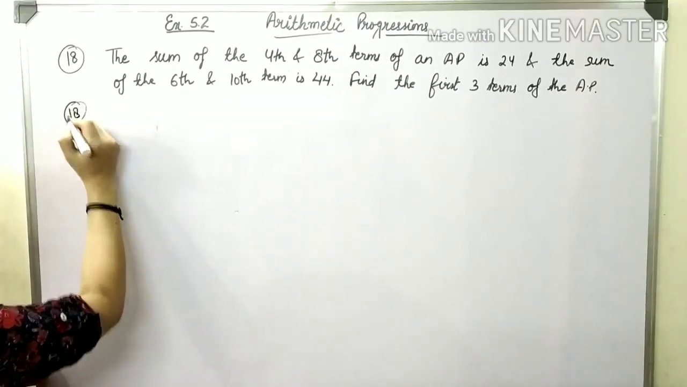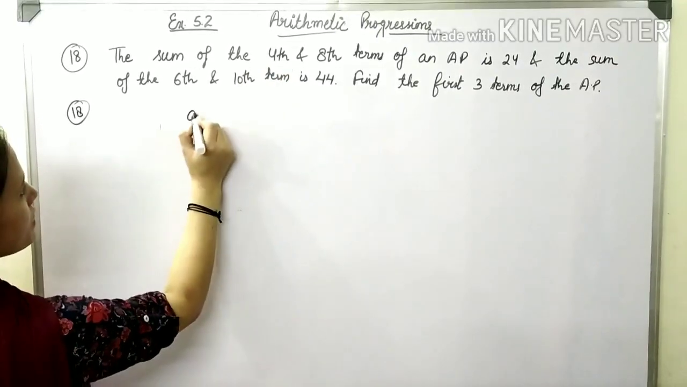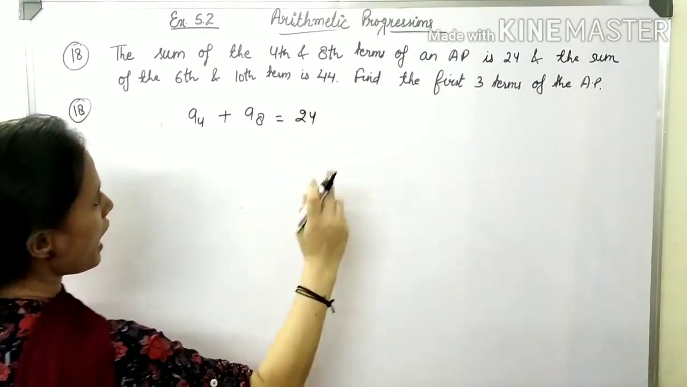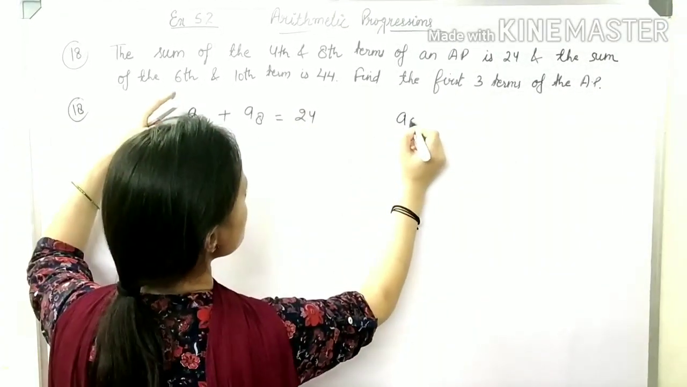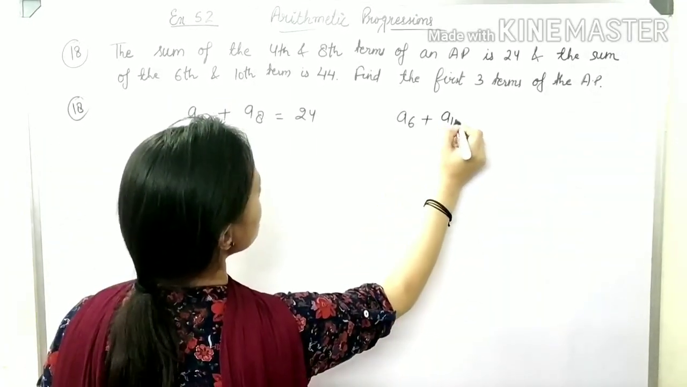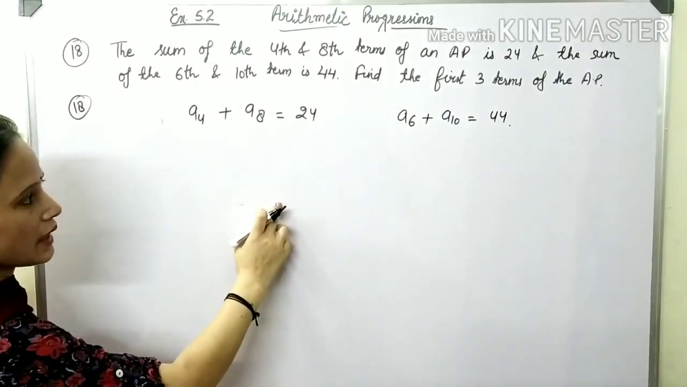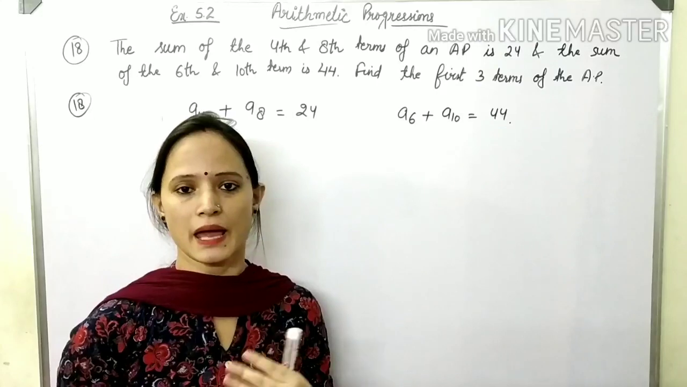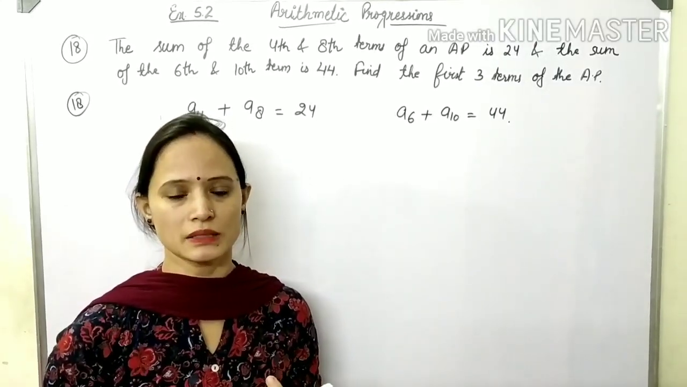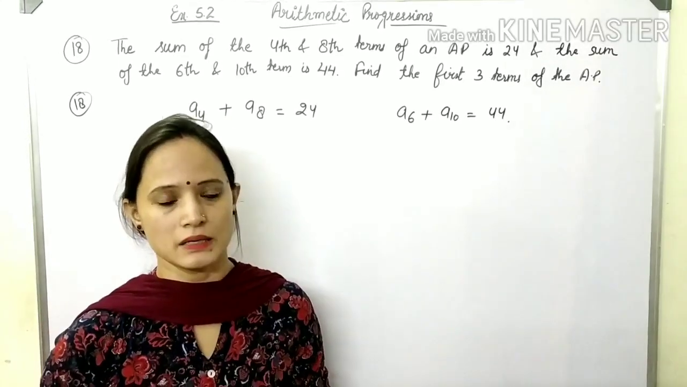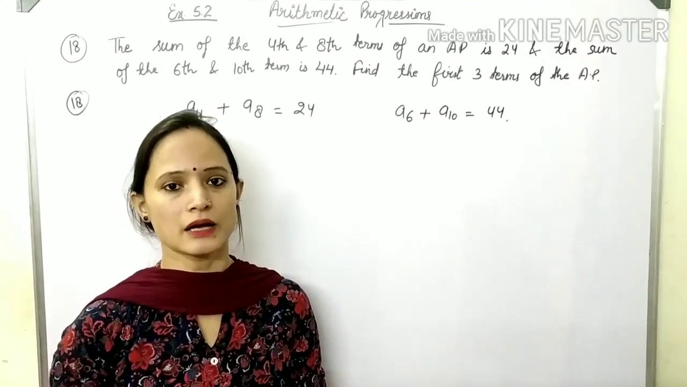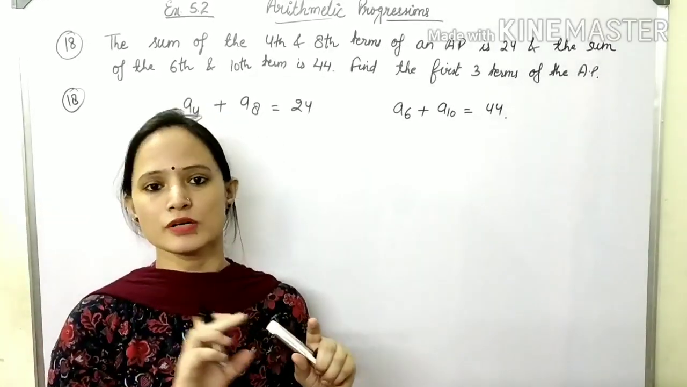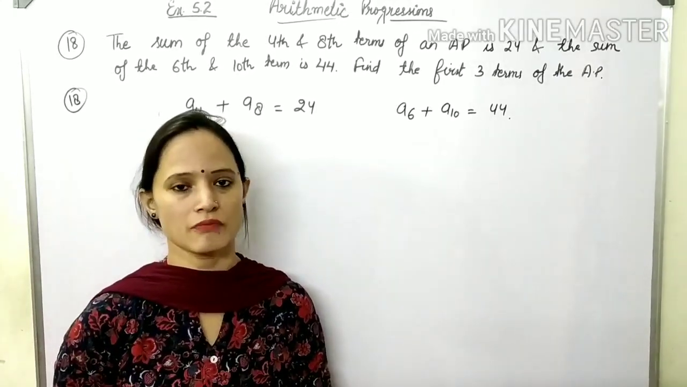You need to do this question yourself. The sum of the 4th and 8th term, it means one equation will be A4 plus A8 is equals to 24. And one equation you will frame from the second condition, that is the 6th term and 10th term is equals to 44. So one equation you will get from here and the other from here. You can solve the 2 equations by any of the method, by substitution or elimination method, and you will be getting the value of A and D. But after getting the value of A and D, you should not forget that you need to find the AP, that is the first 3 terms of AP. So please do this question yourself. I hope you can easily do it.